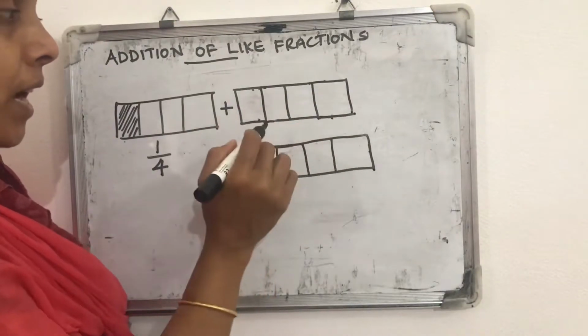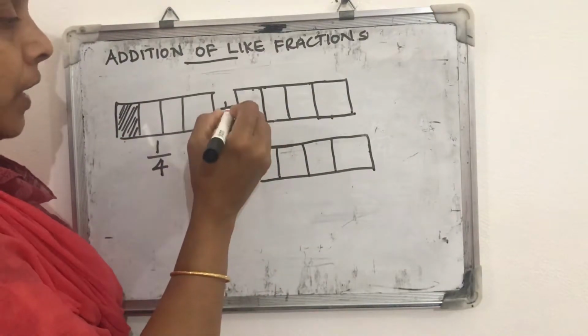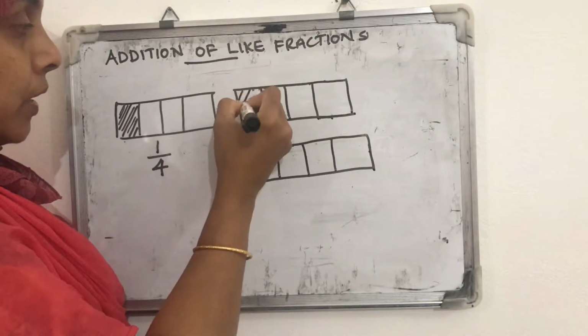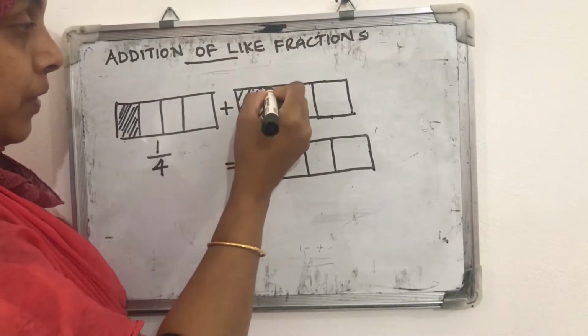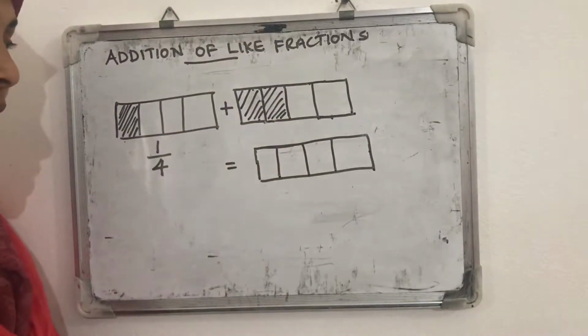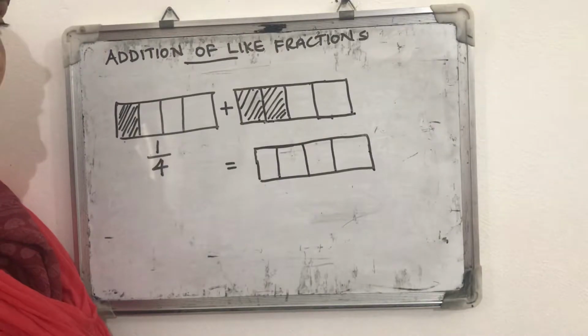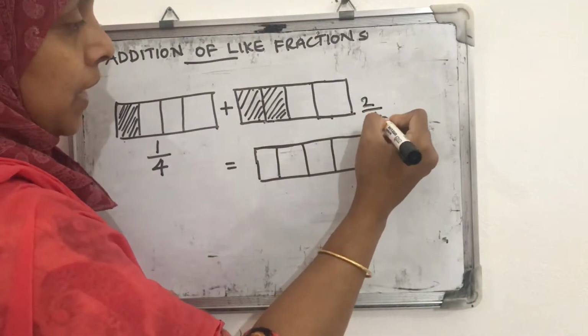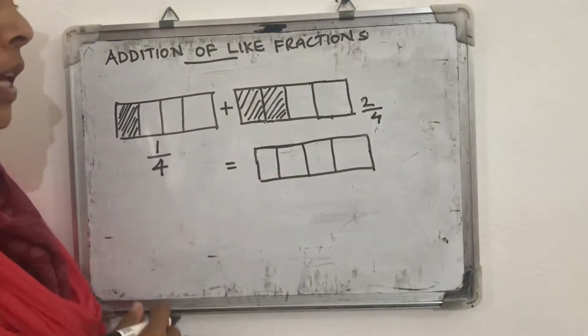Here in this rectangle, the same rectangle, we divide into 4 equal parts, and out of that 2 parts we shaded. Okay, 2 parts we shaded. Then what is the fraction of this shaded part? It will be 2 by 4.